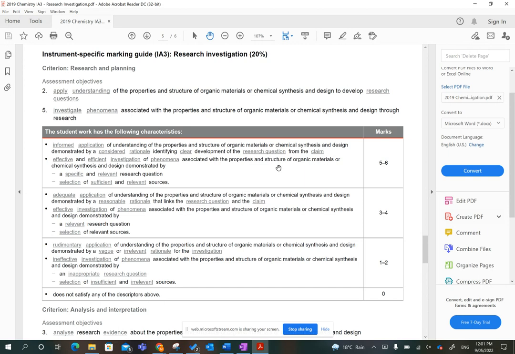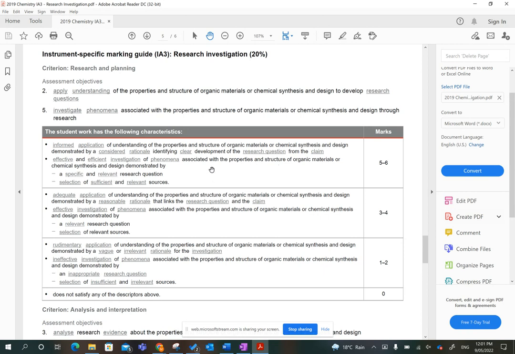We need to see that you've taken that claim, you've broken it down into the main key terms in the claim, you've investigated those key terms and what the chemistry is behind those key terms, and you've shown how you got from that claim to your question, which will probably mean that you show an original question and then further refine it down till you get to your research question. Okay, so your rationale needs to have the relevant chemical concepts. It needs to have that claim broken down into pieces and a research question clearly developed from the pieces of that claim.